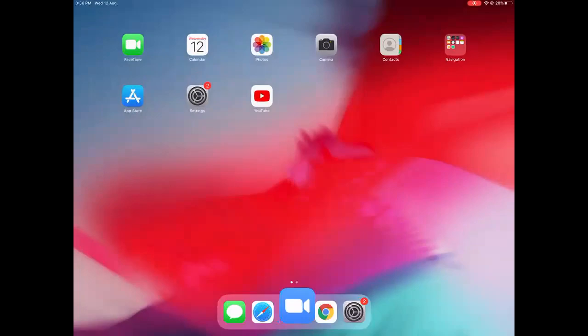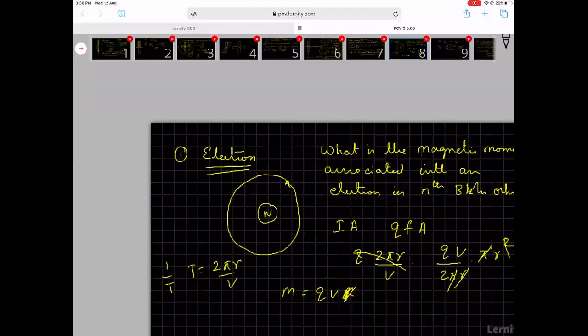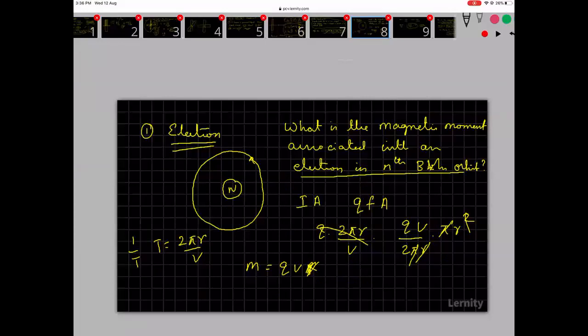Eighth slide. Question is, what is the magnetic moment associated with the electron in the nth Bohr orbit? Definition of magnetic moment is I into area. I is equal to Q into frequency. So Q into frequency into area.